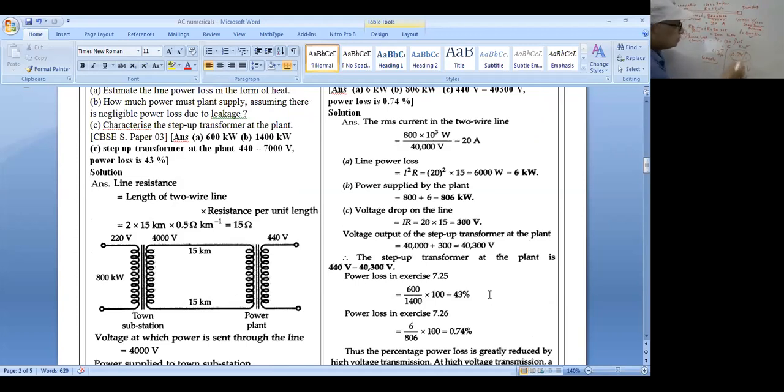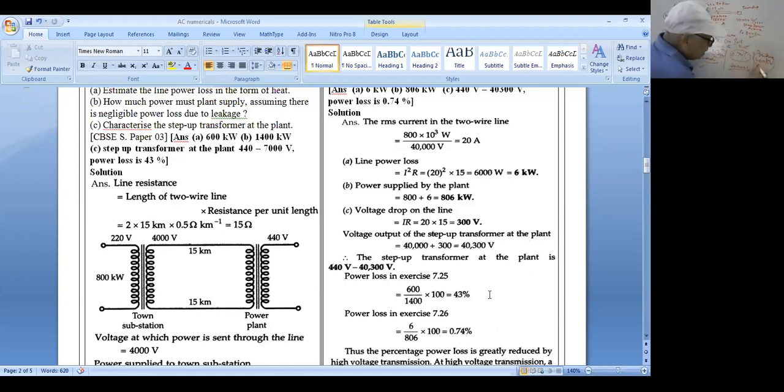This is the loss when voltage is very high. This is the loss when voltage is not so high. It is also high. 4,000 is also high, but 40,000 is quite high. If we increase further to 400 kilovolts, this is the maximum transmission voltage in India. So power loss further reduces to, I think, 0.1 or 0.2% only.